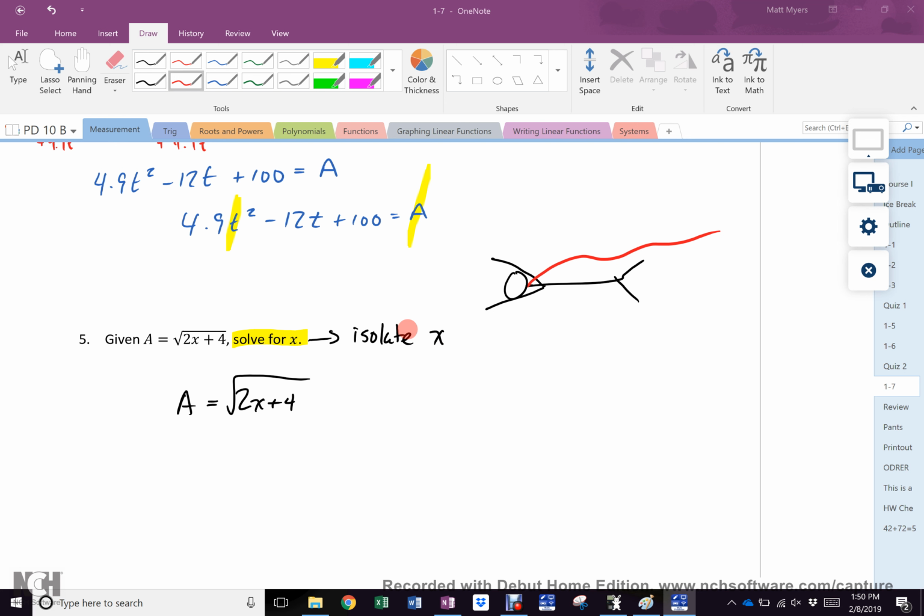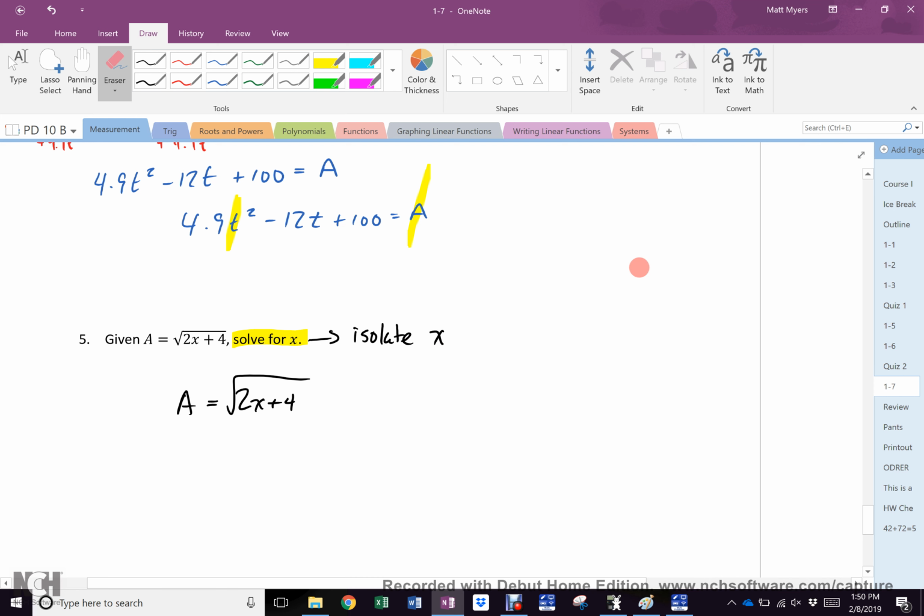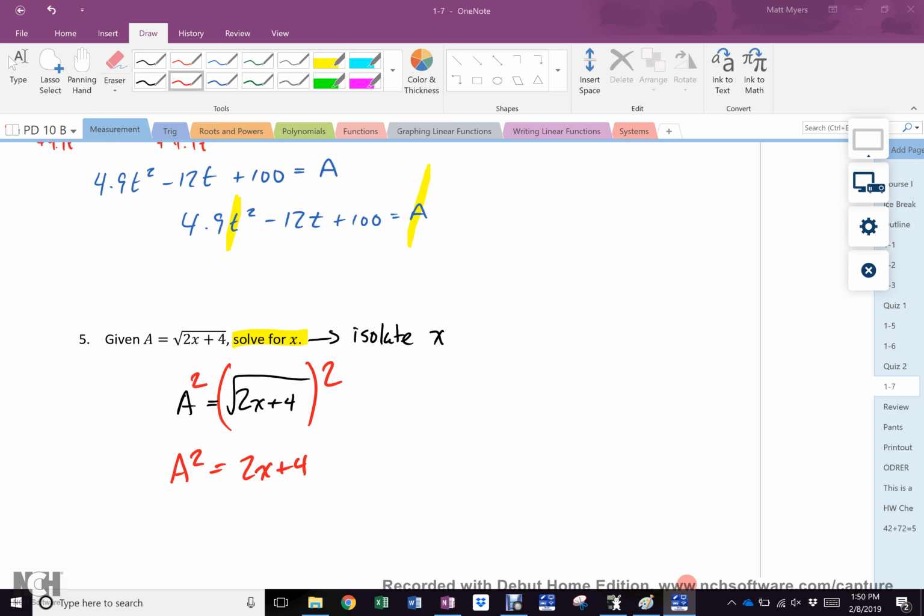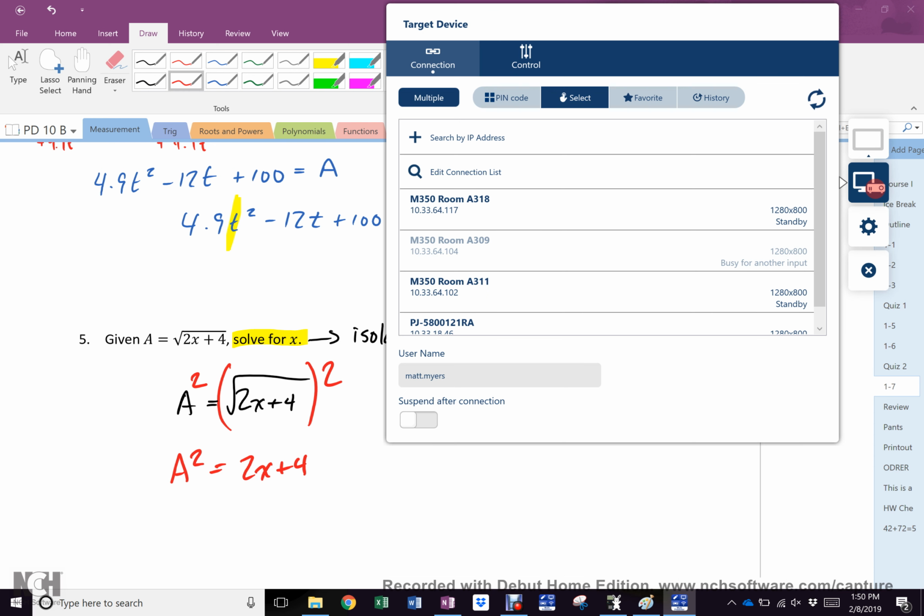What's in my way? A square root. How do I get rid of a square root? I square it. If I do something to the right, what do I do to the other side? Same thing. A squared equals 2x plus 4. Now what? Move everything until what is by itself? X.